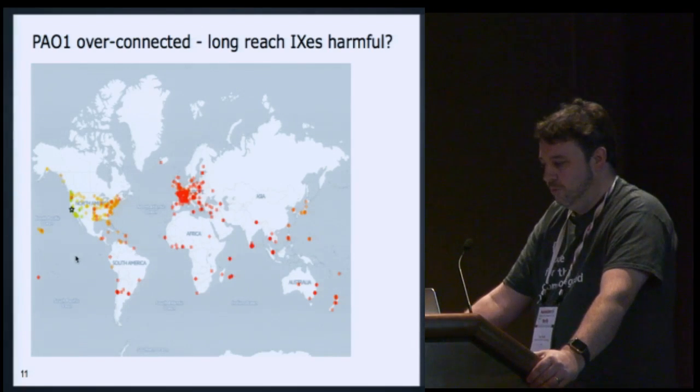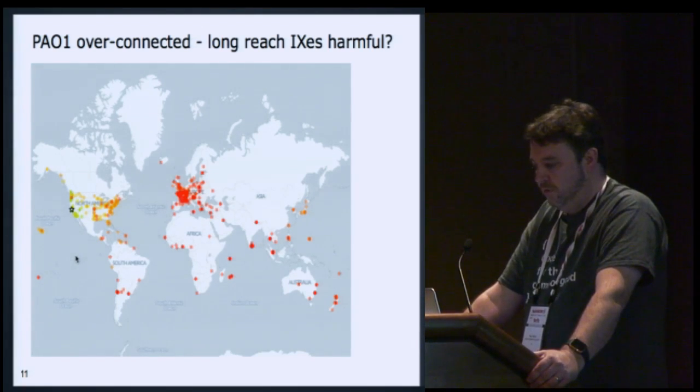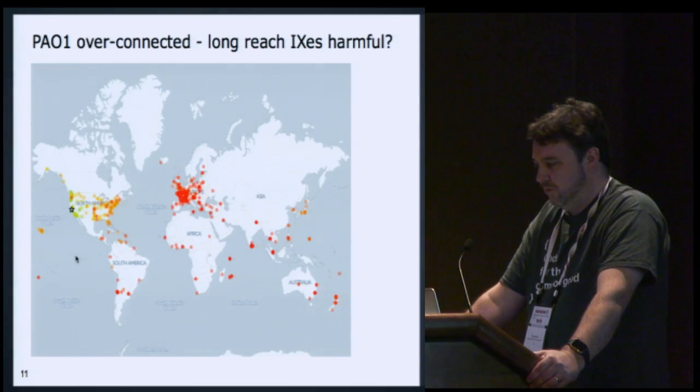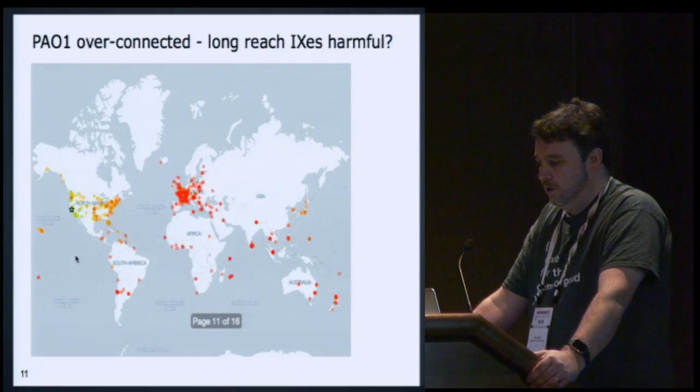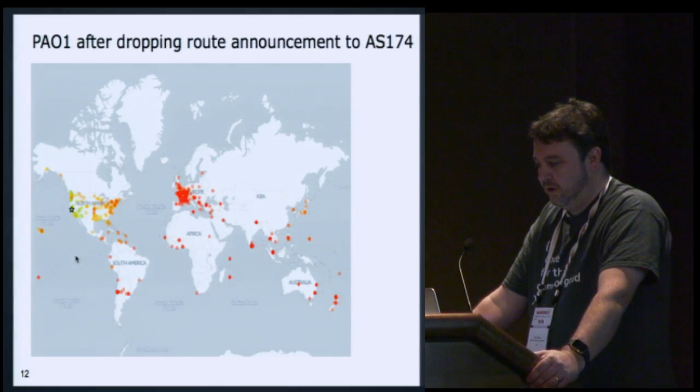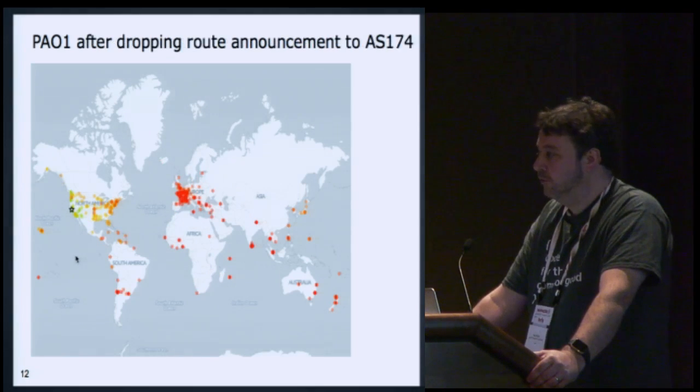Let me show you some examples here of what happened with another operator who was in a similar position, in fact, where, again, they would have a single interconnect. So toggle back and forth, you can see what's happened when I drop the prefix from the interconnect to the Palo Alto site. Suddenly a whole load of nodes in Europe and even Eastern US and Africa are now going to a much more local site again.